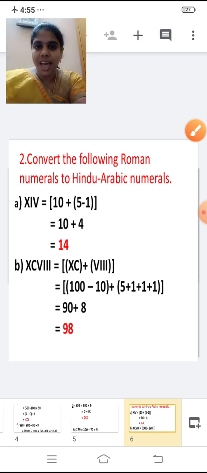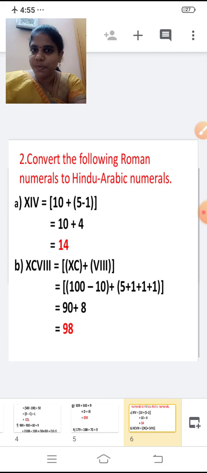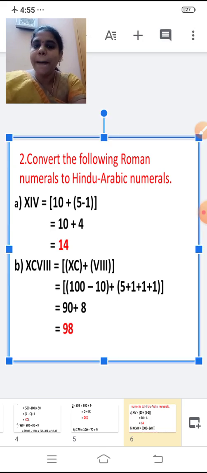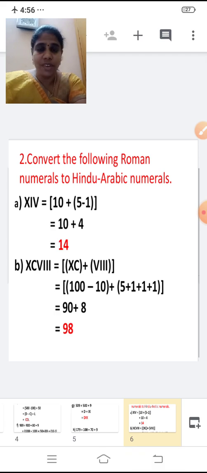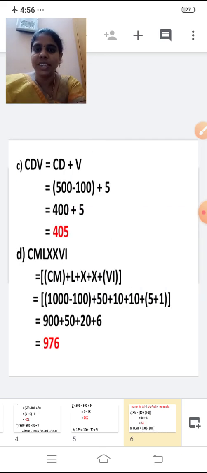XC, VII. Right? XC plus VII. You know the value of XC is 90. If the smaller one is placed before the larger one, you're going to subtract the smaller one from the larger one, right? So C minus X, that is 100 minus 10, 90 plus V, value of V is 5 plus 1 plus 1 plus 1, 3. So 5 plus 3, 8. So 90 plus 8, 98. Shall we move on to the next one?